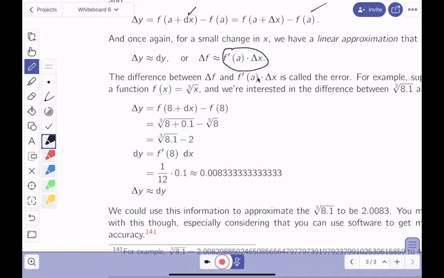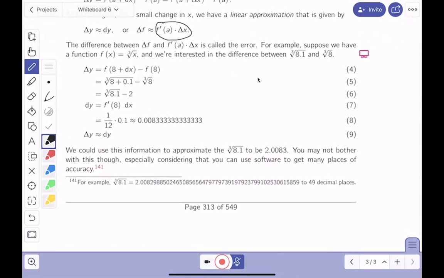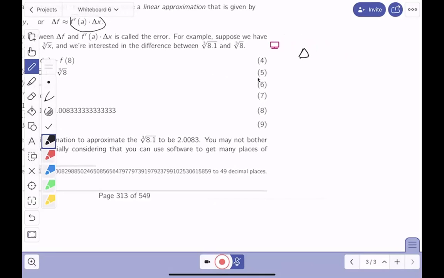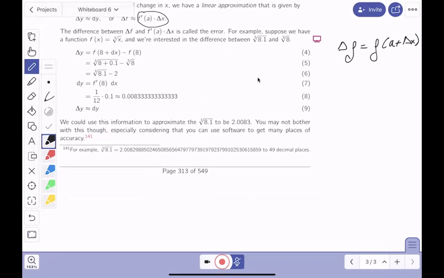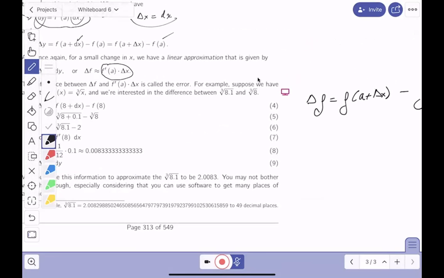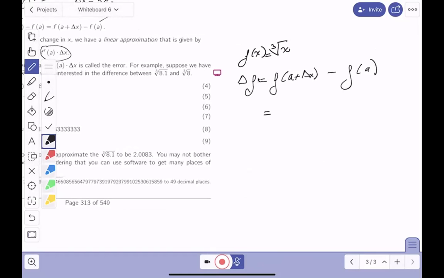Let's take a look at an example. All right, I'm not going to say it's going to be easy for you. Again, it's like you're reading something. So it says, find the difference between delta f and f prime of a times delta x. Well, I've got to write this down. So what's delta f? That's going to be f of a plus delta x minus f of a. Well, let's take a look at what they've got over here. And they said that f of x, I'll write this over here now, I'm just reading, is going to be the cube root of x. I see that. And we're interested in the difference between the cube root of 8.1 and the cube root of 8.